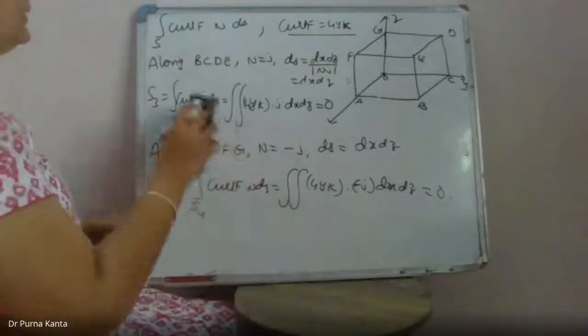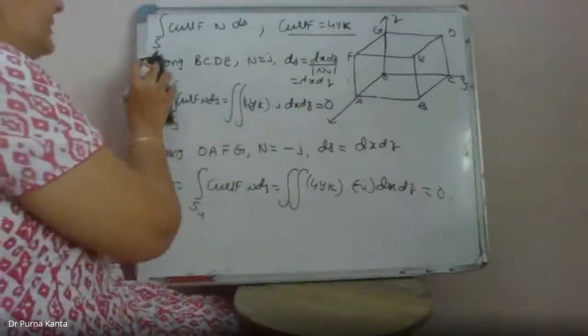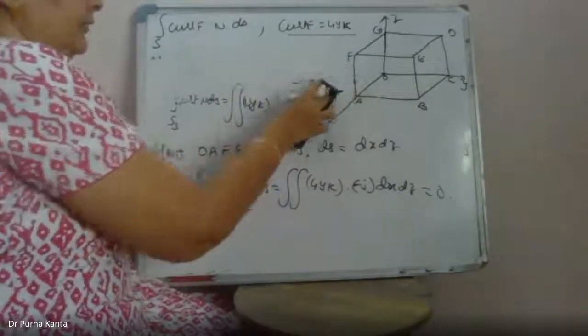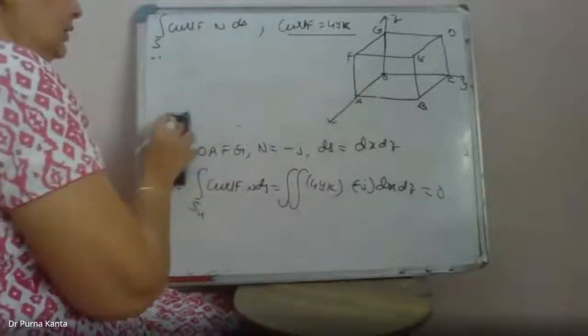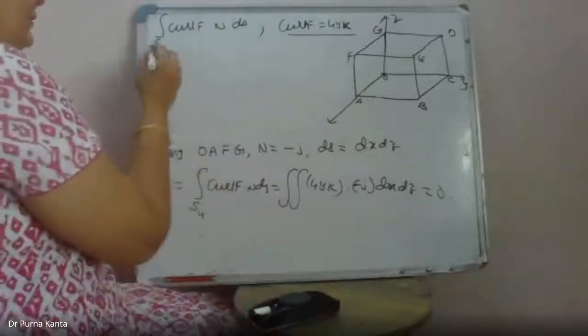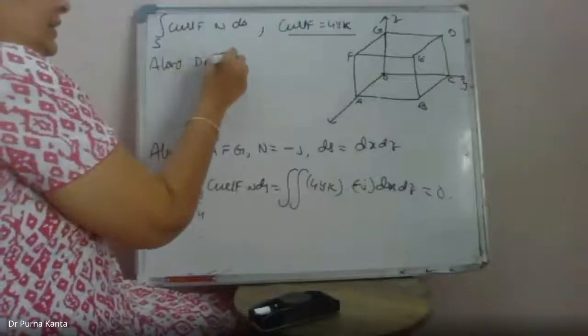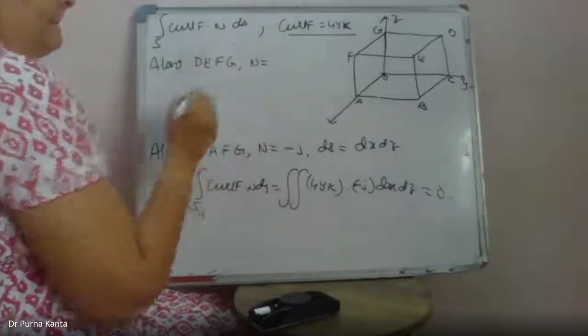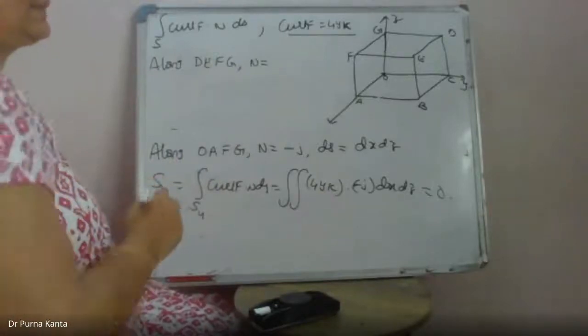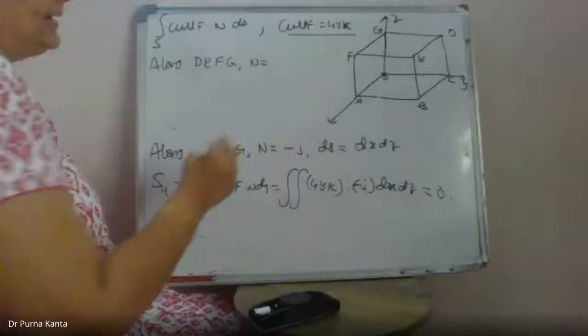Okay, now we'll go with the last face. One more face is left over here. Fifth face. So what is the fifth face we have? Along DEFG. Right, DEFG. What will be n? k. n is equal to k, ma'am. Yes. ds?